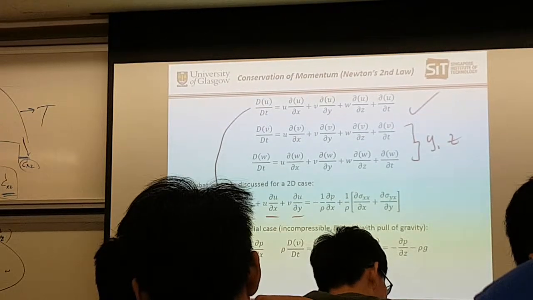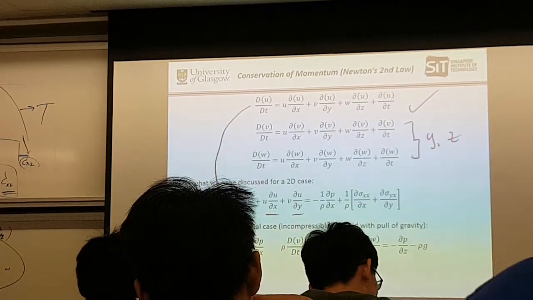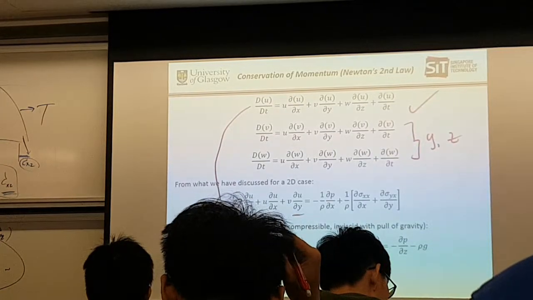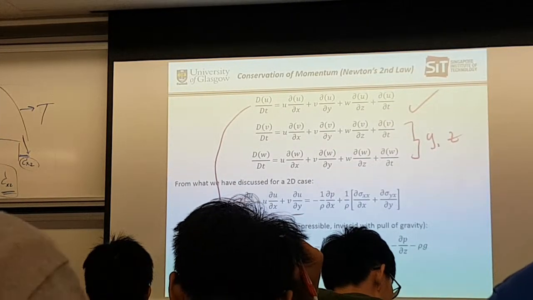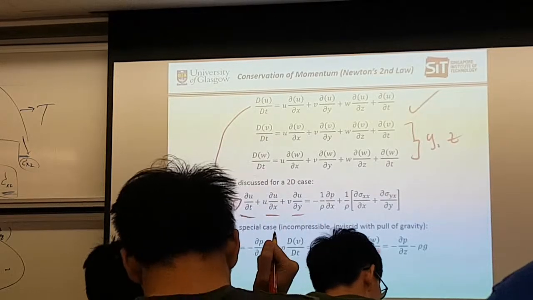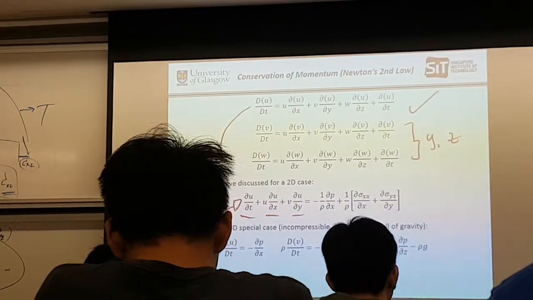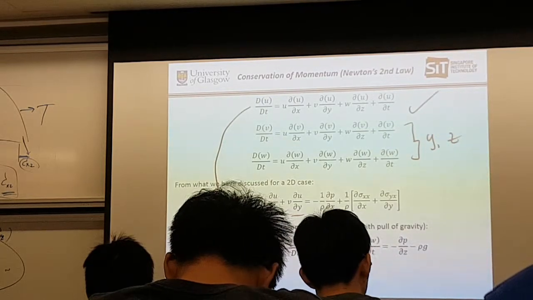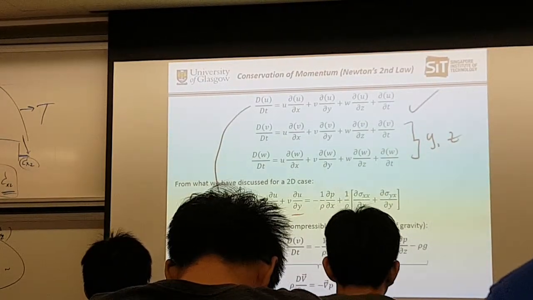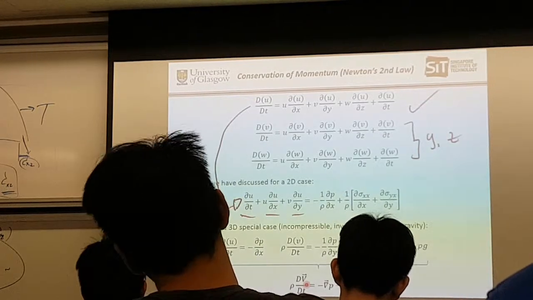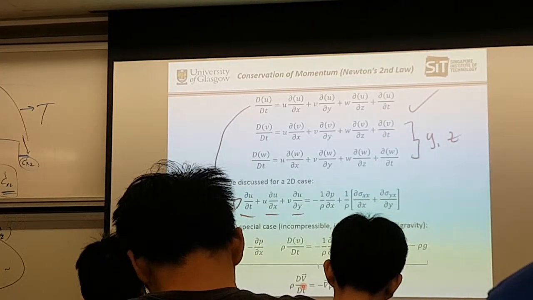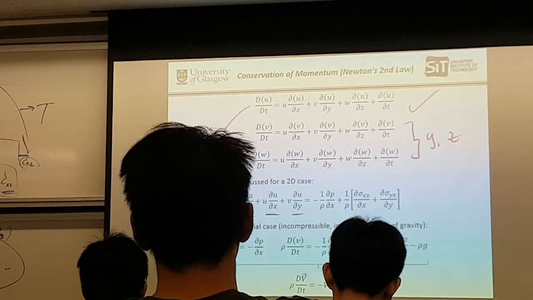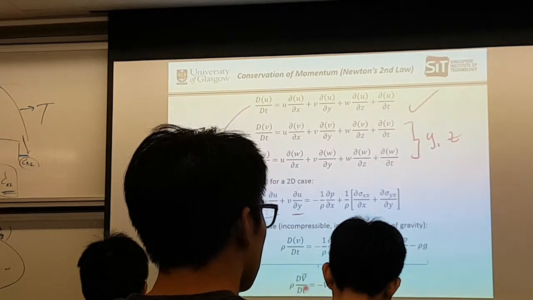So, to further simplify this equation, you can see there's rho capital D u dt, rho capital D v dt, and rho capital D w dt. What are u, v, w? They are your velocity components. So I can now write this as a capital V velocity vector, because this velocity vector consists of my u, v, and w. So I can combine them together.